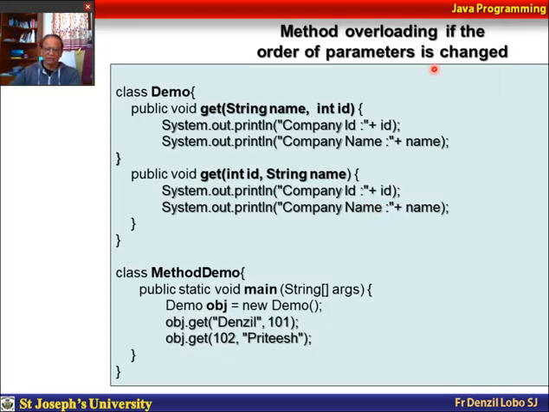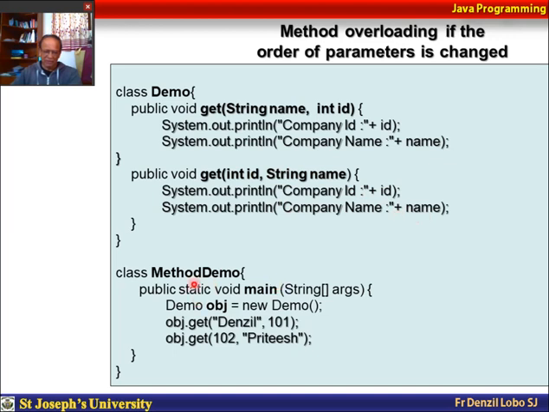There is one more here, method overloading if the order of the parameters is changed. As you see here, I am writing this method here, with the string name and integer ID, and it displays ID and name. Here I have interchanged ID and string name, so they are in a different order. Again, it is going to print ID and name.